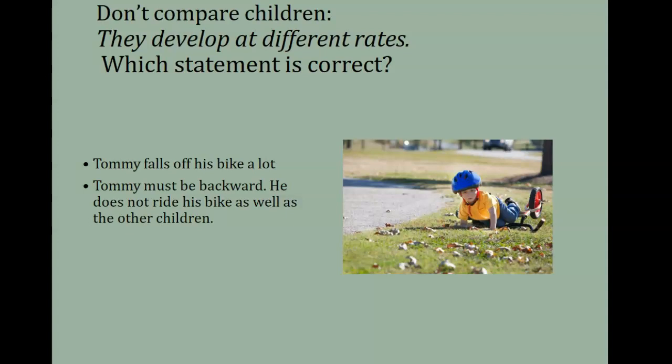First of all, why would you say a child is backward? What does that even mean? And then even just the statement, he does not ride his bike as well as the other children. Again, a parent is going to read this. Do you want them reading that? No. Tommy falls off his bike a lot. You might want to identify why.